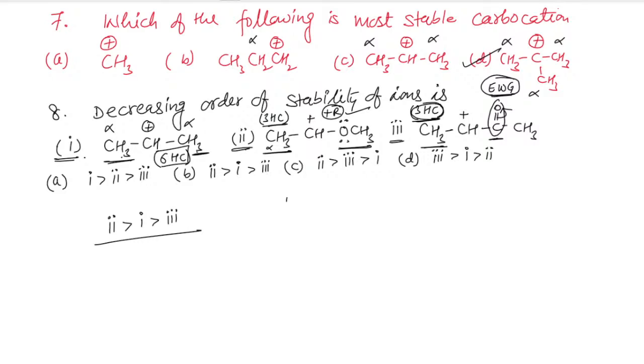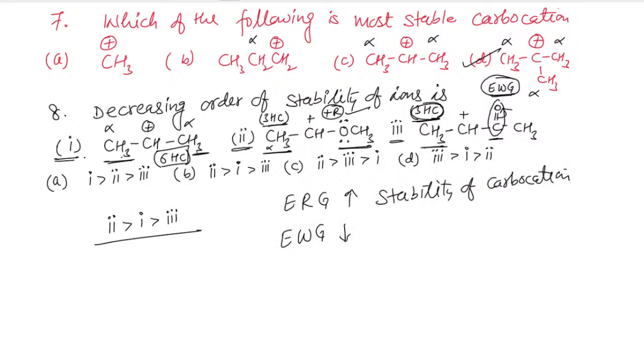So obviously electron releasing groups increase the stability of carbocation, but electron withdrawing groups decrease the stability of carbocation. That's why your B, second, first, third, means B option is correct.